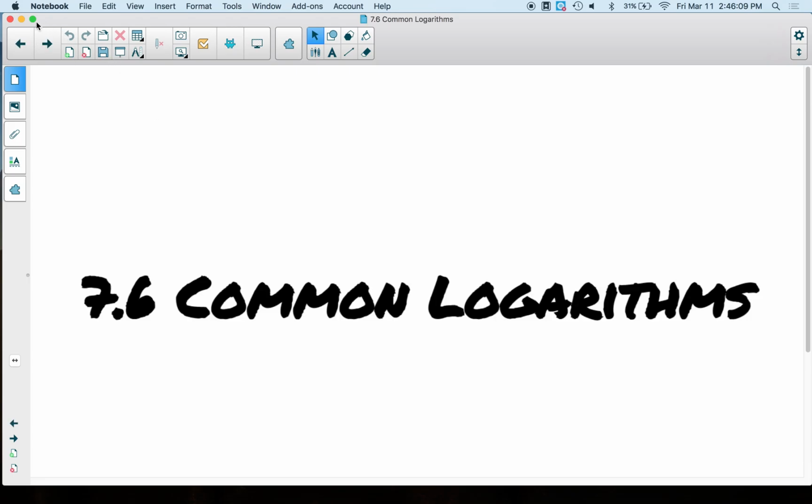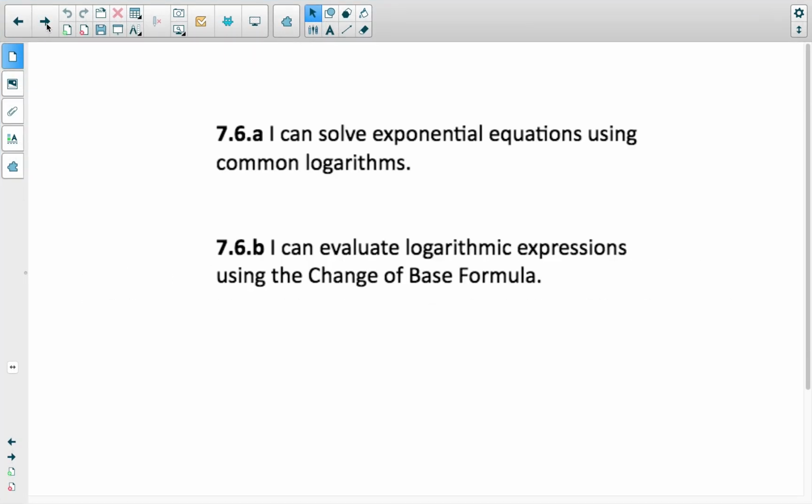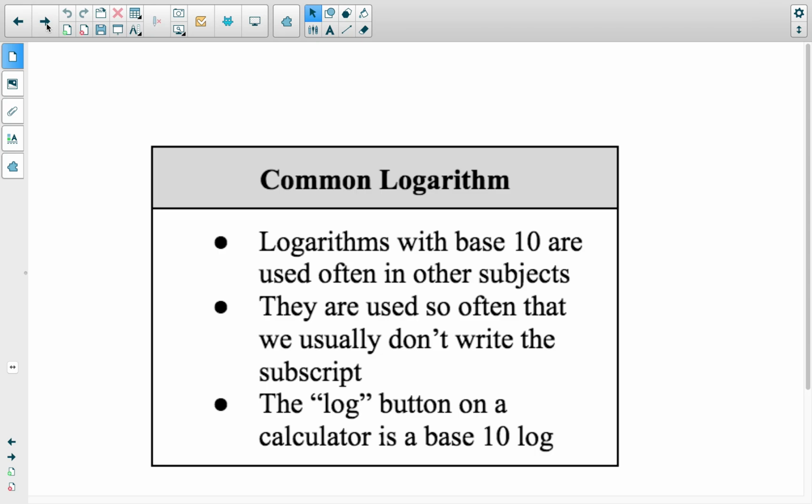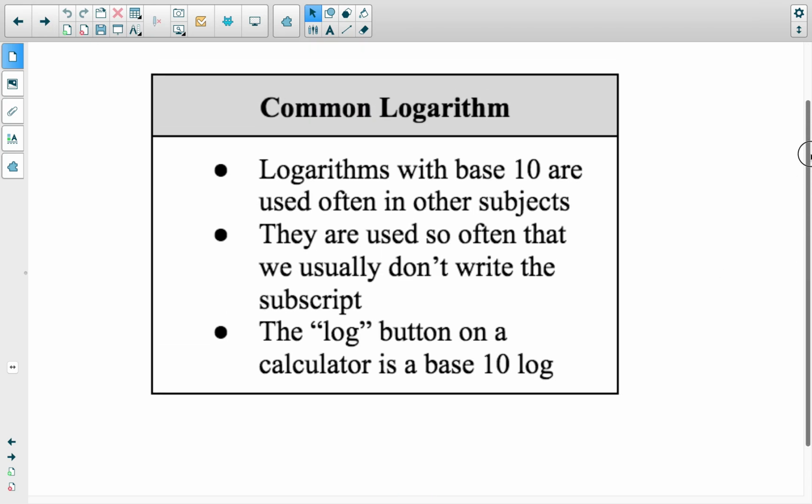This is 7.6, all about common logarithms. All right, so we want to be able to solve equations using common logarithms and evaluate expressions using the change of base formula.